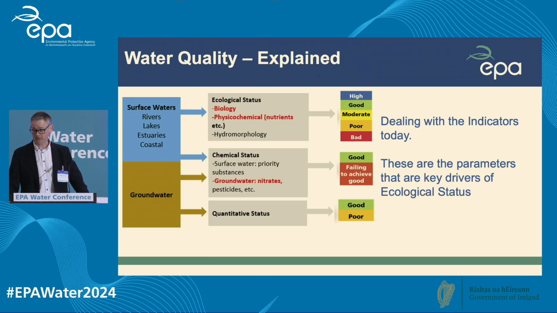Today I'm going to be dealing with the indicators, and you can see some of them there outlined in red. They're the parameters that are the key drivers of ecological status. So every year we bring out the report on an annual basis in between our water quality reports, and we look at those parameters in red to kind of see where we're going.